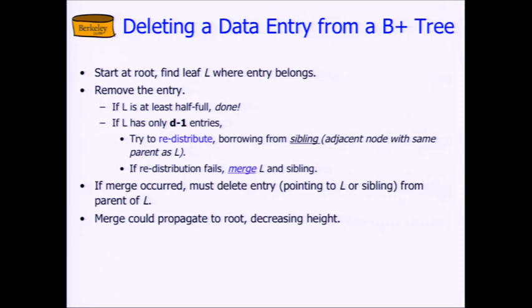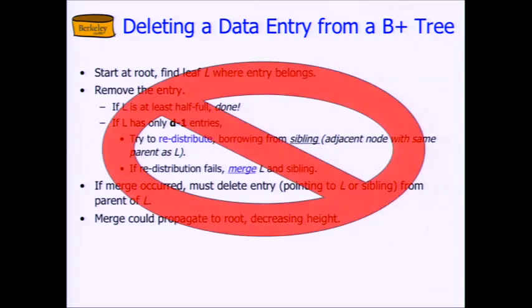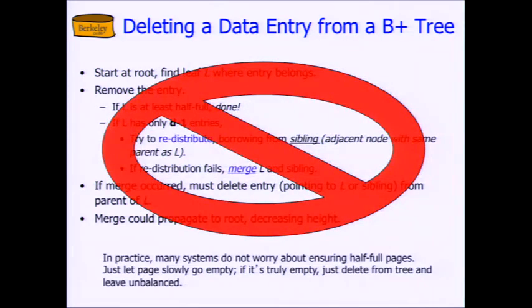And if a merge occurs, then the entry that used to point to one of the two items that's merged has to be deleted from the parent, which might make the parent under full. And so this might recurse up the tree until, in fact, if the root is emptied, then the tree shrinks. If you merge two nodes below the root, then the root becomes redundant and it shrinks. I'm being a little vague because I don't want you to learn this. Okay, you could learn it, that'd be fine. But we don't implement this in most typical database systems.